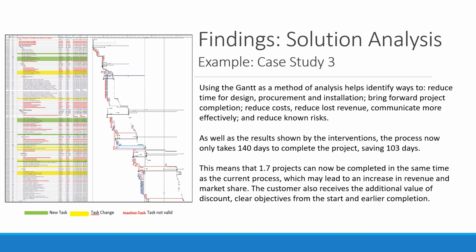And this means that the project now takes 140 days to complete, saving 103 days and saving a lot of cash flow to the organisation. And this also meant that 1.7 projects could be completed in the same time as the current baseline, which would further increase the revenue and market share of the project organisation. And for the client, this also meant that they receive additional value, additional discount, a clearer objective from the start, and an earlier completion date.